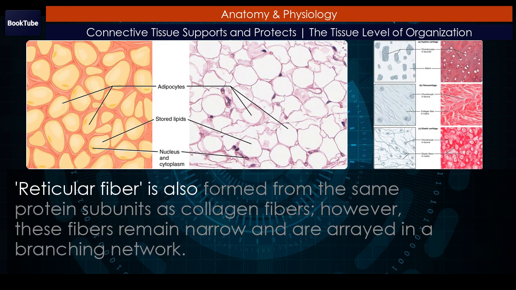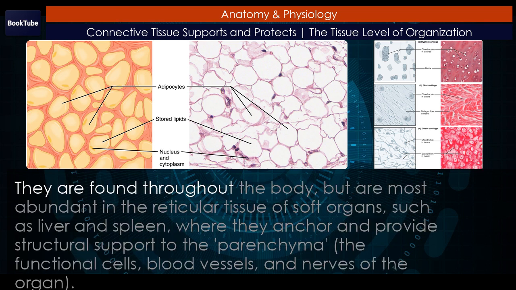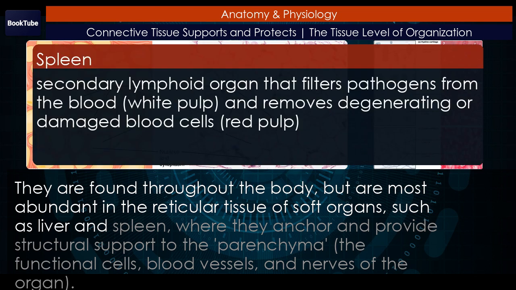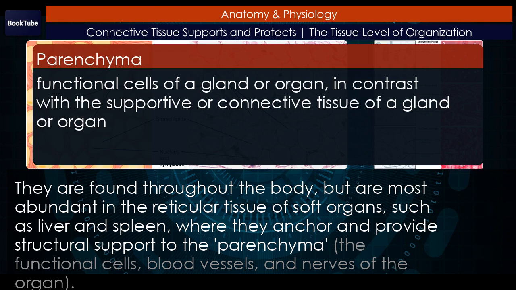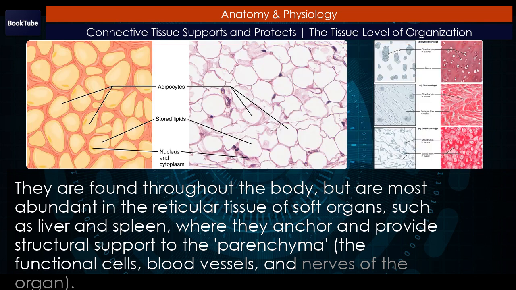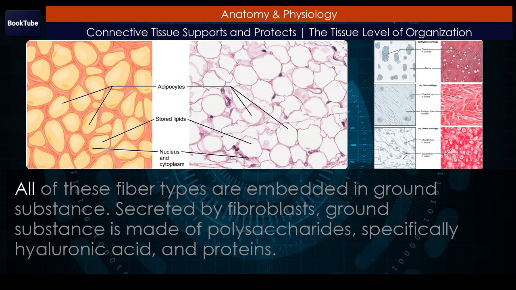Reticular fiber is also formed from the same protein subunits as collagen fibers. However, these fibers remain narrow and are arrayed in a branching network. They are found throughout the body, but are most abundant in the reticular tissue of soft organs, such as liver and spleen, where they anchor and provide structural support to the parenchyma, the functional cells, blood vessels, and nerves of the organ. All of these fiber types are embedded in ground substance, secreted by fibroblasts.